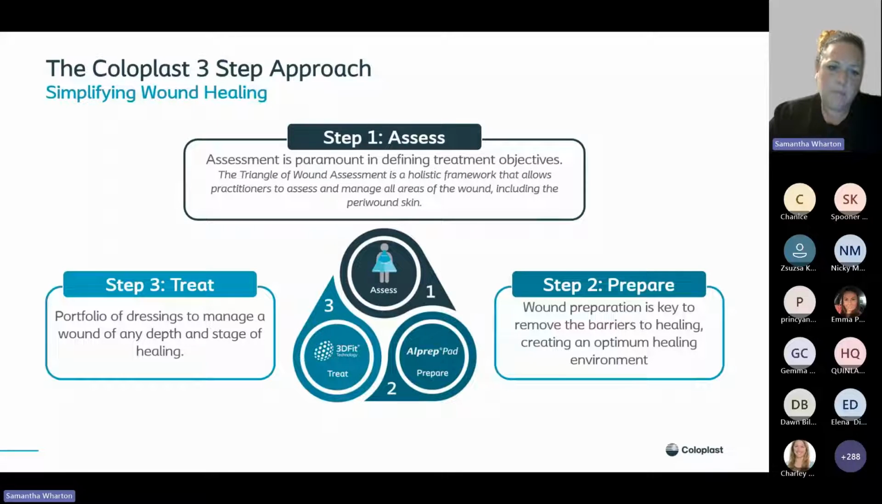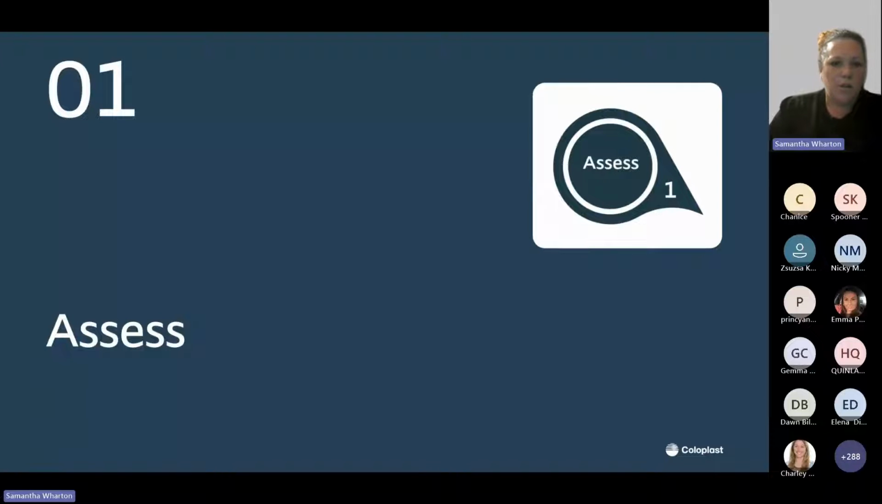And the final step is treat. So through doing your really robust assessment of the patient and the wound bed, wound edge and peri-wound, and preparing that wound to remove those barriers to healing, you then choose the most appropriate dressing that's going to manage the goals that you've identified for that wound to create that optimum healing environment. So, like I say, we're going to go through each step in more detail.